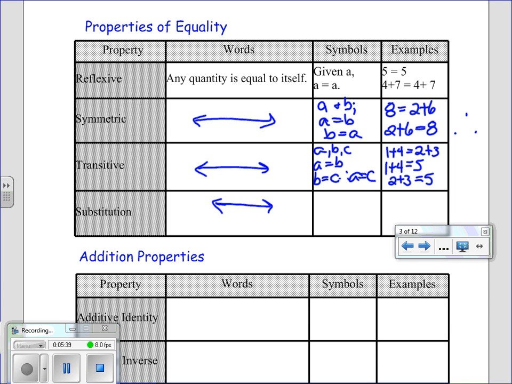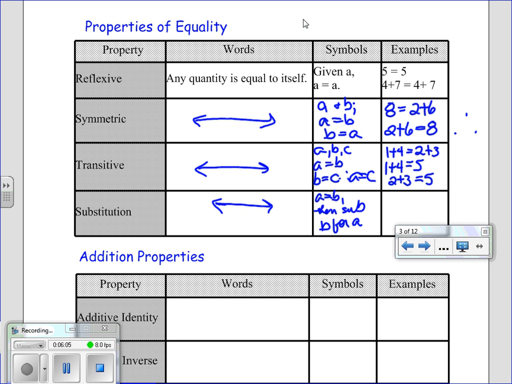Substitution says a quantity can be substituted if it's equal to something else in the expression. So if A equals B, then A may be replaced by B in any expression. Then you can substitute, if A equals B, then you can substitute B for A any place in the expression.